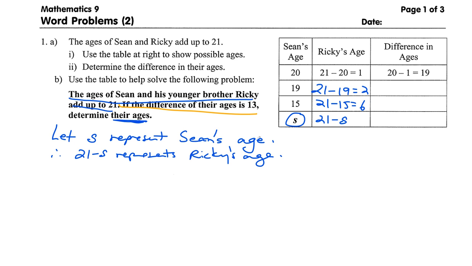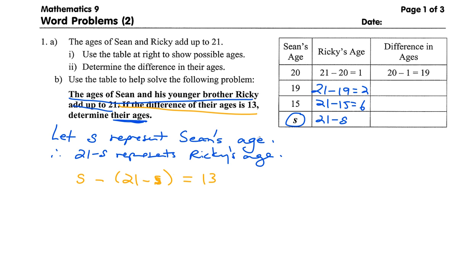So the second part of the question gives us a relationship between the ages. It says the difference of their ages is 13. We don't know who's older, so let's assume that Sean is the older one. The difference in their ages is 13. So that means if I take Sean's age and I subtract Ricky's age, this is an S, I should get 13. The difference between their ages is 13.